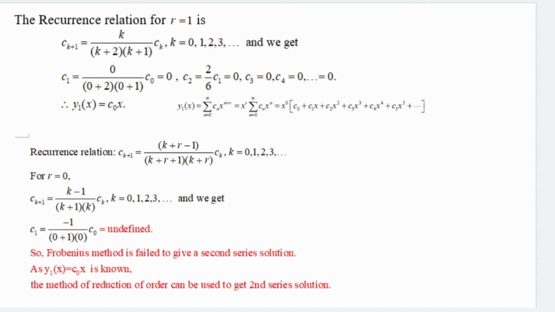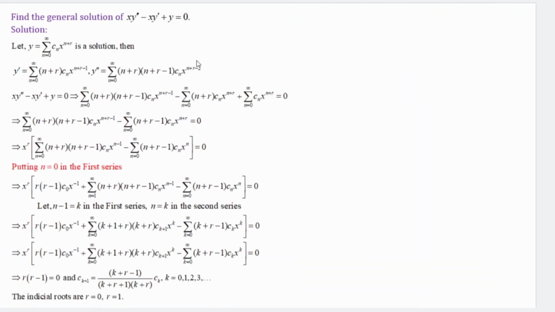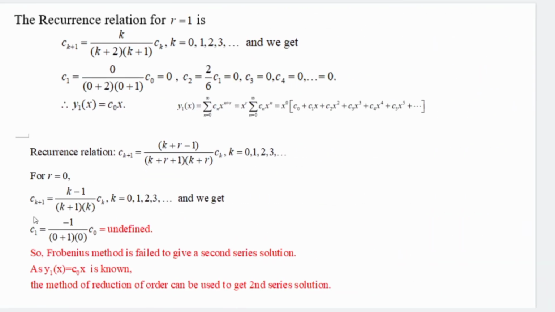Now we will find the recurrence relation for r equal to 0, putting r equal to 0 in this recurrence relation. Now we get the new recurrence relation for r equal to 0, c_{k+1} equal to (k minus 1) by (k plus 1)k. So when we put here k equal to 0, we get c1 equals to minus 1 by 0. That means this is undefined. That means for r equal to 0, we cannot get a linearly independent series solution. So in that case our Frobenius method fails to give a second series solution.